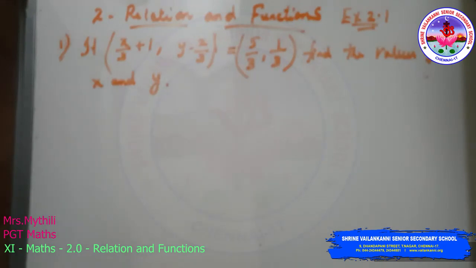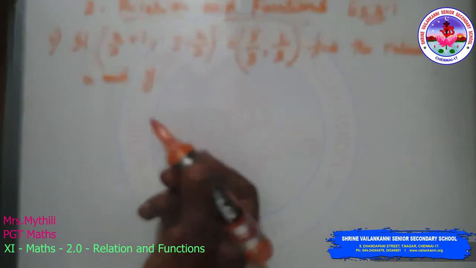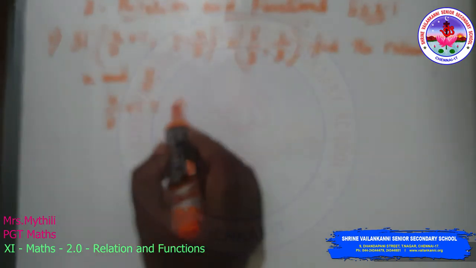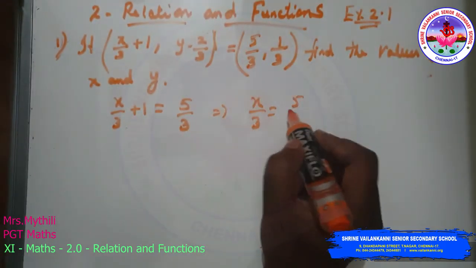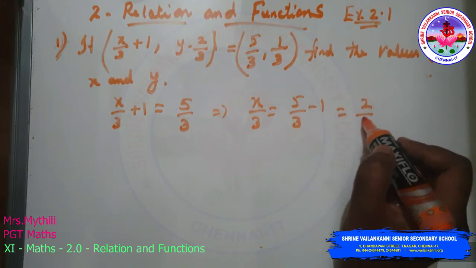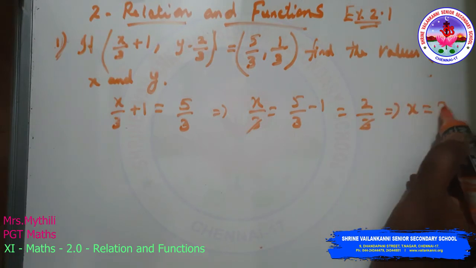Exercise 2.1. If x by 3 plus 1 comma y minus 2 by 3, an ordered pair, is equal to 5 by 3 comma 1 by 3, so these two are equal, we have to find the values of x and y. So x by 3 plus 1 equals 5 by 3, x by 3 equals 5 by 3 minus 1, which is equal to 2 by 3. 3 and 3 will get cancelled, so x is equal to 2.